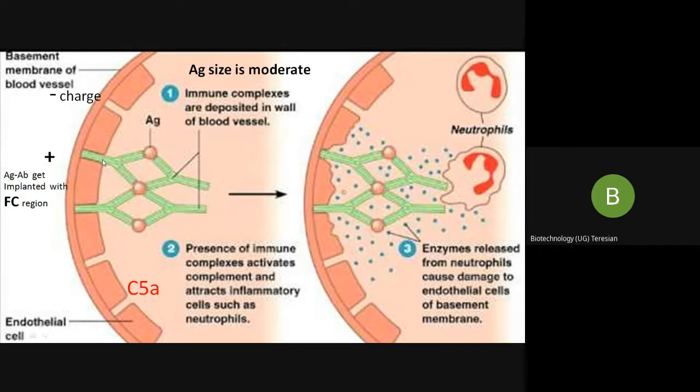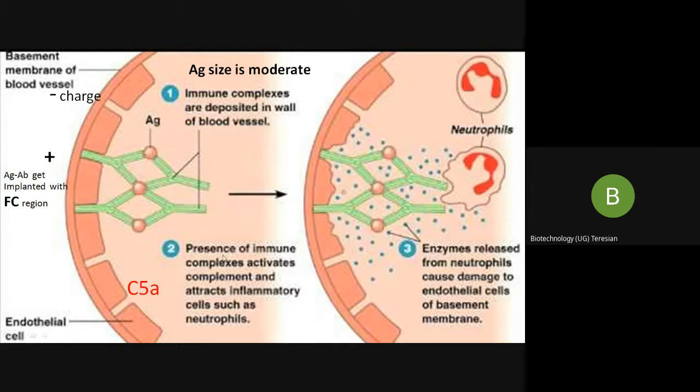So these antibodies are attracted towards the basement membrane of the blood vessels, to which the antigen binds, and then you can see another antibody binds. So this is the immune complex which is being formed. This immune complex is deposited in the walls of your blood vessels. The antigen-antibody complex gets implanted with the Fc region. This is the Fc region, which is positively charged, and this is the negatively charged.